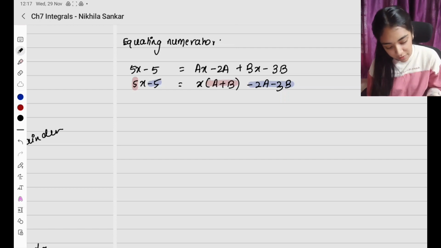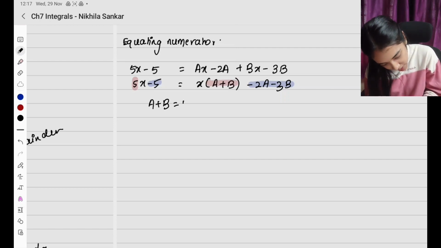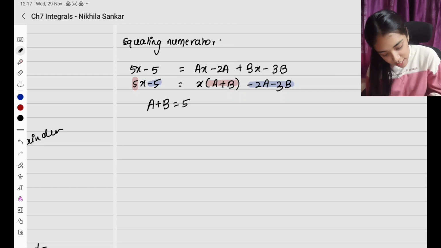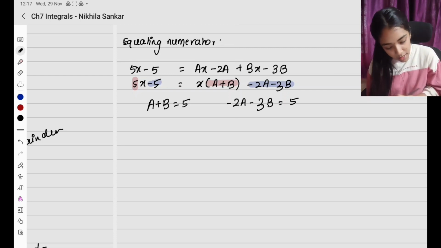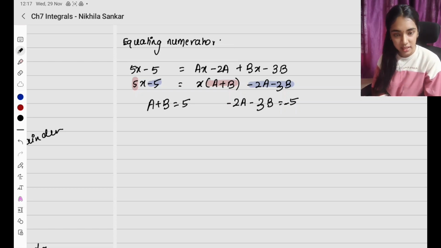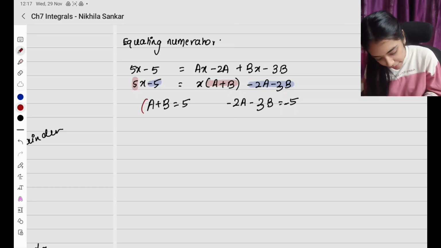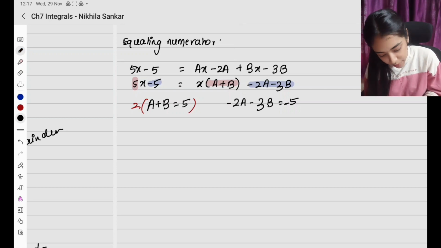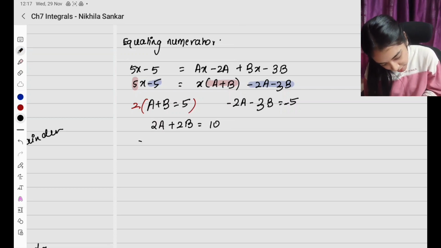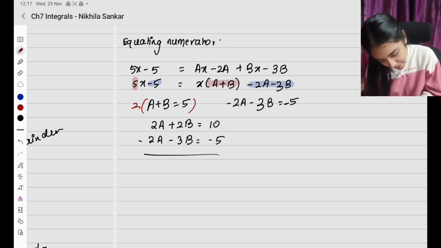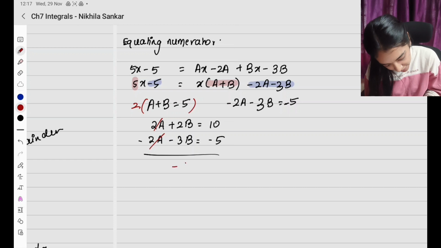Okay, now equating everything, I have a plus b equals 5, equating coefficient of x. Equating constant, minus 2a minus 3b is going to be minus 5. Okay, don't forget the sign, minus 5 irukku. So this, when I multiply by 2, elimination method la pannalama. So I have 2a plus 2b equals 10. Here I have minus 2a minus 3b equals minus 5. So basically this gets cancelled. Here I have minus b equals 5. So b equals minus 5. So b oda value therinjiruchu.